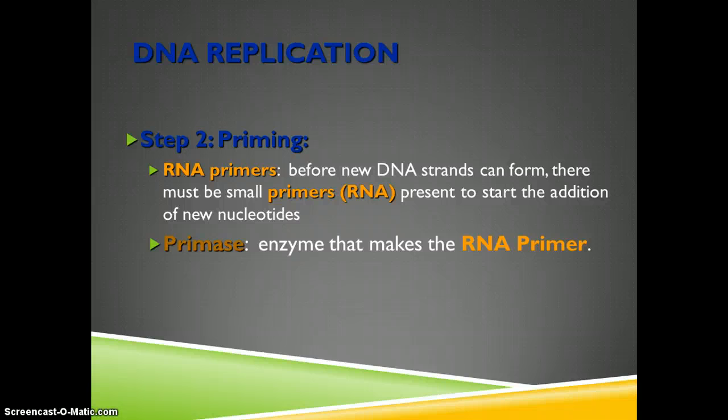The second step is priming. In order to mark where replication should begin, small, single-stranded RNA molecules attach to the DNA to signal cells where new bases should be added. These small pieces of RNA are called primers. The enzyme primase creates these short RNA primers.